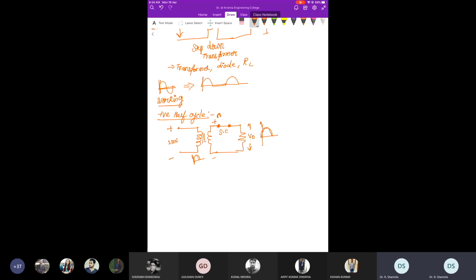So the main thing is, during the positive half cycle of the input voltage, the diode acts as forward bias because the positive of the cycle is connected to the anode. So positive means the diode will act as forward biasing. If it is forward biasing, there will be a current flow. That means the output is equal to input. For this interval, the output is equal to input. So here I will get the output like this. Next I will explain the operation of the negative half cycle.